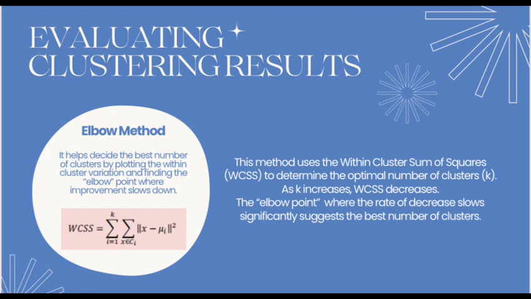It helps decide the best number of clusters by plotting the within-cluster variation and finding the elbow point where the improvement slows down. This method uses the within-cluster sum of squares to determine the optimal number of clusters. As K increases, the within-cluster sum of squares decreases. The elbow point, where the rate of decrease slows significantly, suggests the best number of clusters.